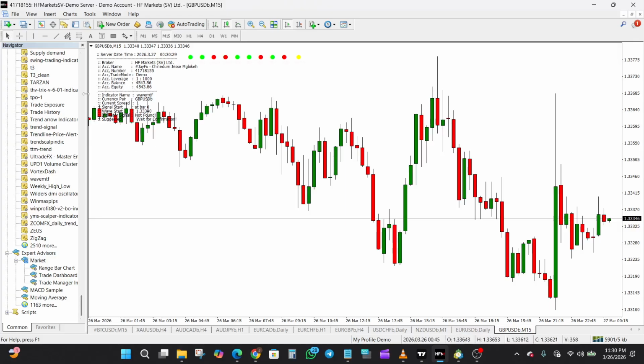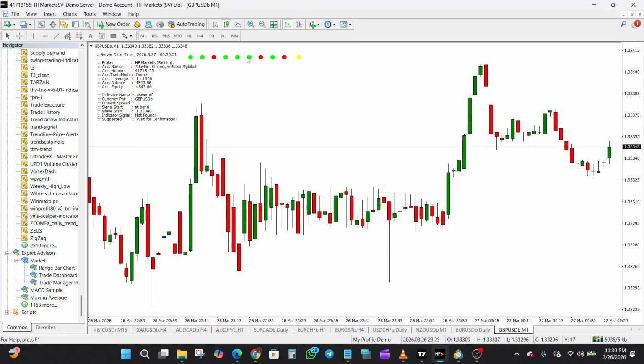Now we can see that the information being displayed on the dashboard includes your broker, your account name, account number, the trade mode, leverage, balance, equity, indicator name, currency pair, the spread, and so on and so forth. Alright, so this indicator can be useful for traders, both beginners and experienced traders, right?